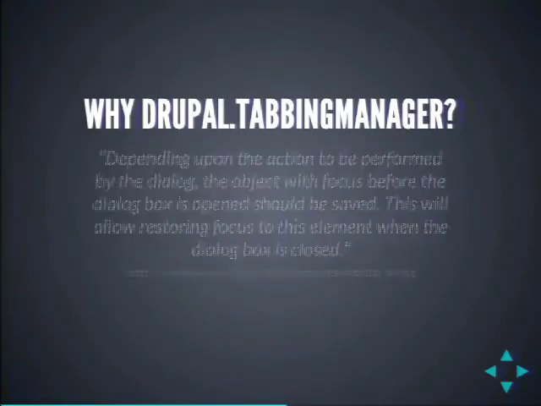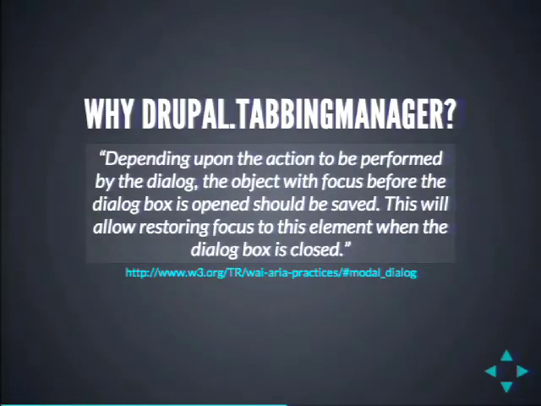So why is it necessary? Well, really because the specification looks like this, essentially. Depending upon the action to be performed by the dialog, the object with focus before the dialog box is opened should be saved. This will allow restoring focus to this element when the dialog box is closed. And if your eyes glaze over after hearing and reading that, that's perfectly normal. The spec is very vague. It says what should happen, as in X and Y should happen, but it doesn't specify how this should happen. Browsers don't implement this. It's really up to you, the developer, to implement this in JavaScript and make it happen.